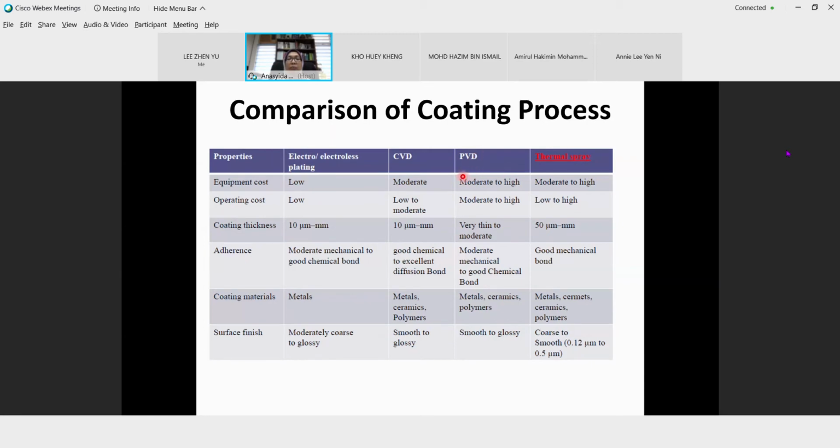If you use a vacuum, so you are using plasma in a vacuum, you need a very high cost. So this one is also moderate to high. And for coating thickness, you can see here, this is the highest coating thickness, and this is very thin. So we have to select based on the requirements of the product that we want to coat, and based on that, we can select the coating method that you want to apply on the pipe.